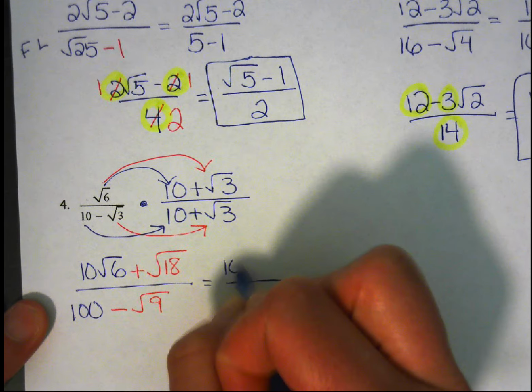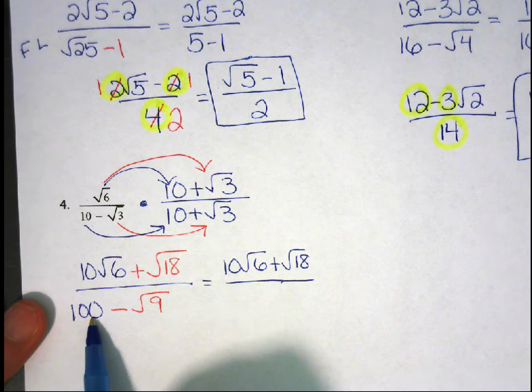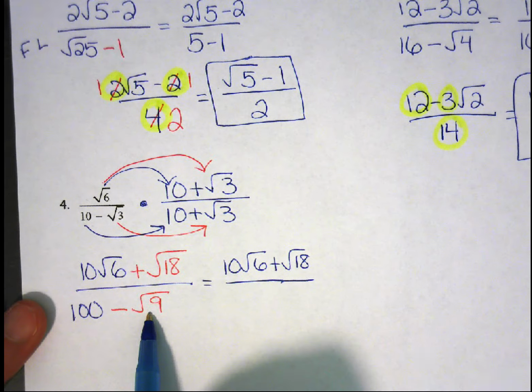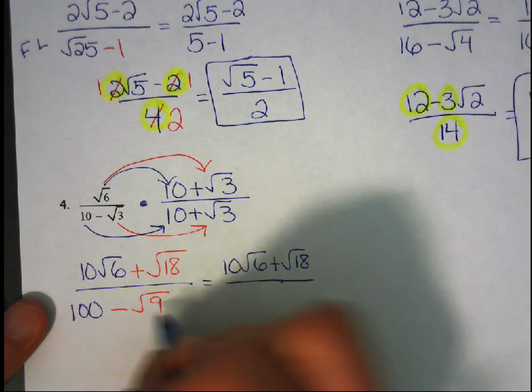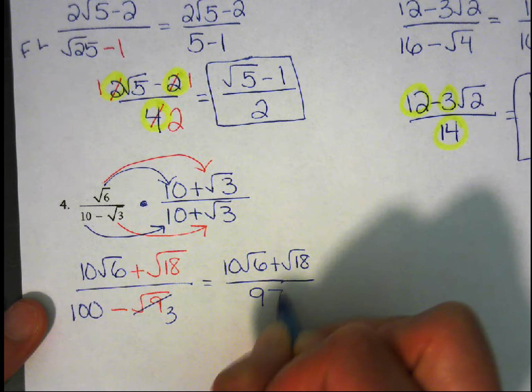Okay? All right. Now, I'll just go ahead and keep going. So let's just copy the top. All right, let's just clean up the bottom. So we have 100 minus, can I skip this step? What is the square root of 9? 3? So 100 minus 3 would be 97, correct?